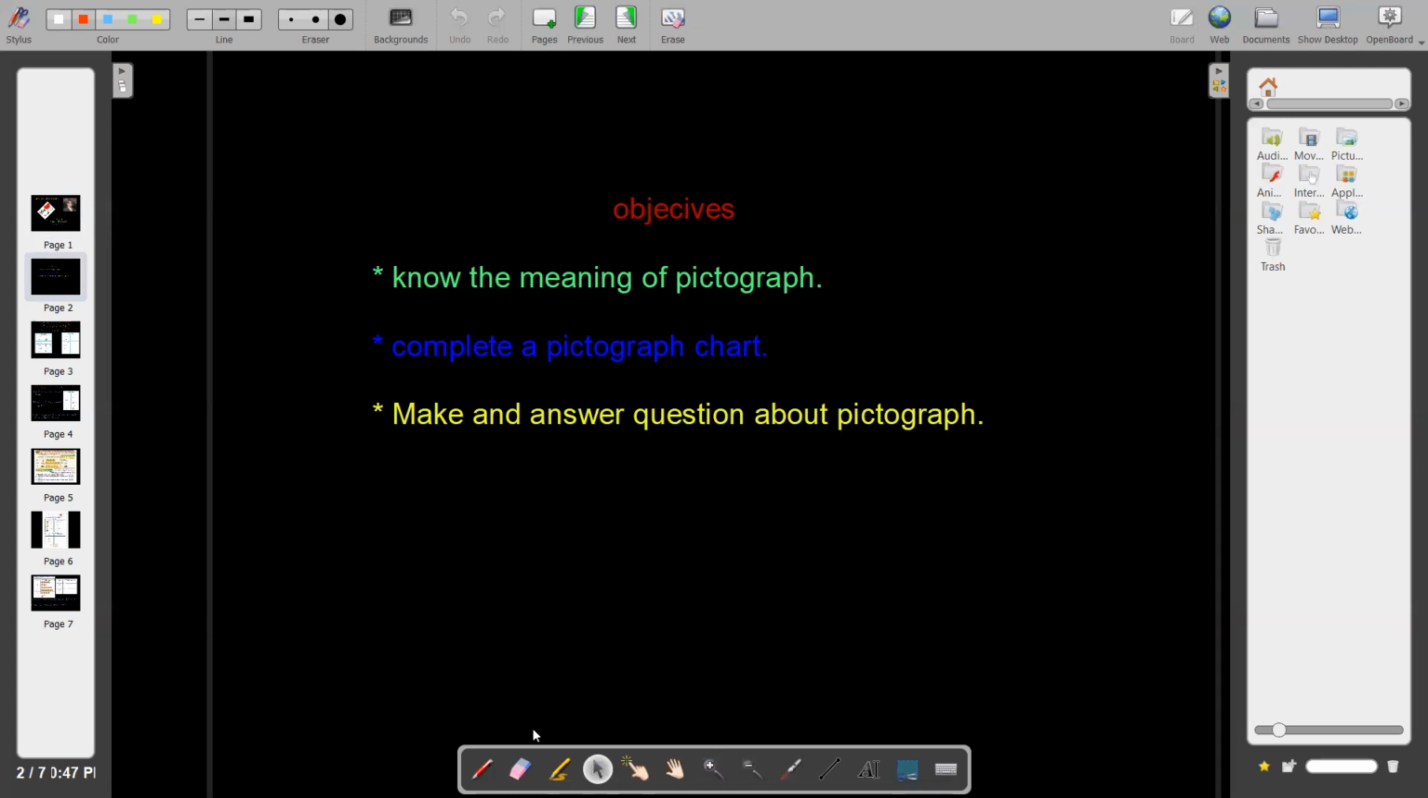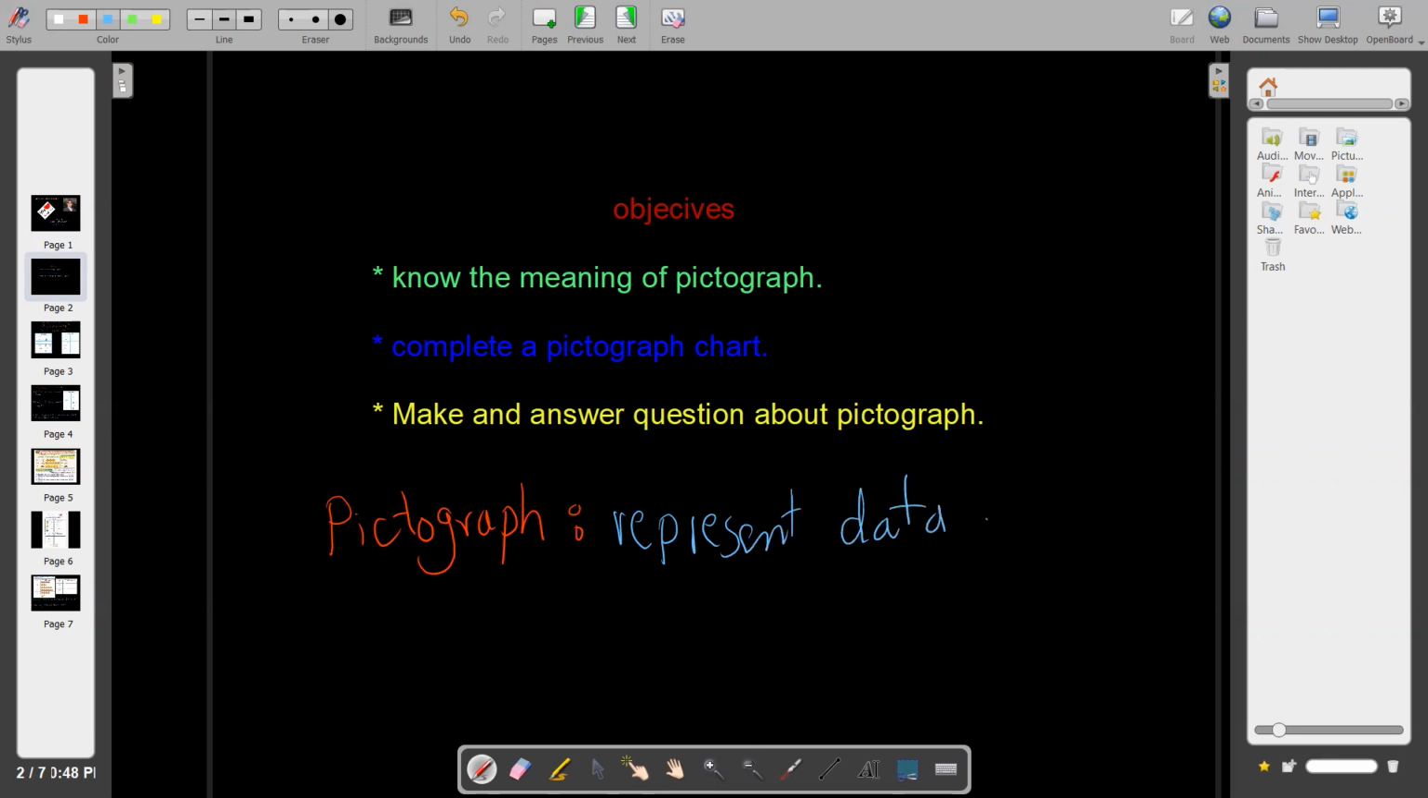What is the meaning of pictograph? Pictograph means to represent data using pictures. Represent means draw or express. In this lesson, inshallah, we will learn how to represent data using pictures. We will complete a pictograph, and we will make and answer questions about a pictograph.